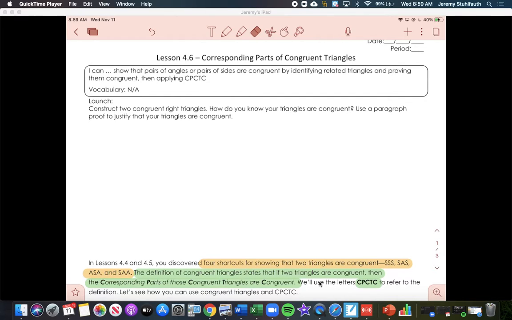So what I want you to do is attempt the launch activity. You're going to construct 2 congruent right triangles, and I want you to explain how you know that they are congruent. And I want you to try to do that in a paragraph proof where you write out what you know and how it proves that it's congruent. So go ahead and pause the video. When you're done, unpause the video and we will go over the warm-up before we begin the rest of the notes.